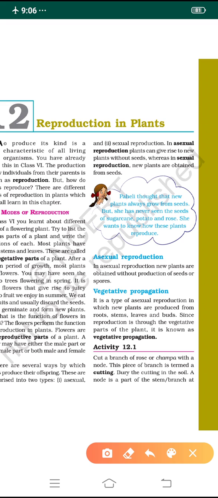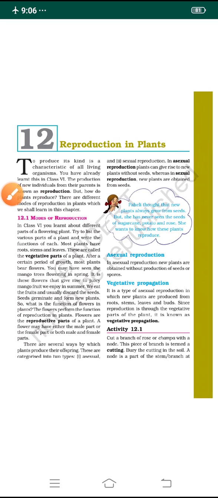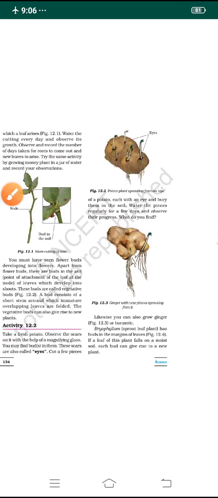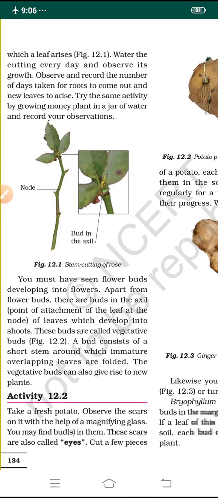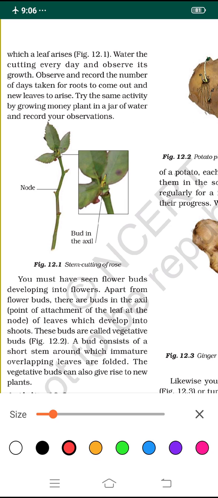So a node is a part of the stem. What is a node? It is the part of the stem or branch at the place where the leaf arises. You can see in the diagram here. I will show you the marking here. You can see, it is the node, the part from which a leaf arises.